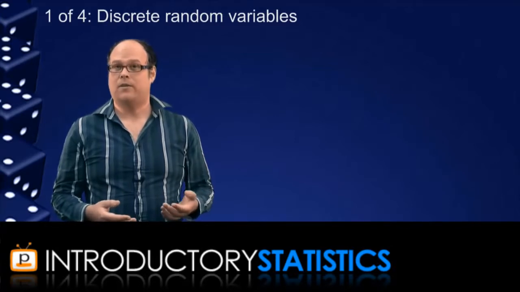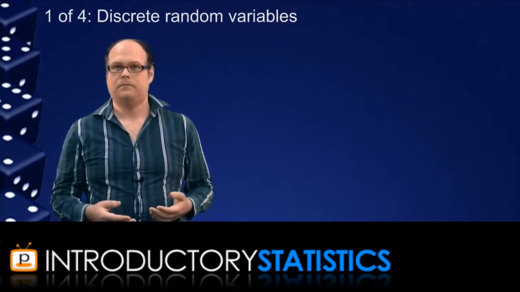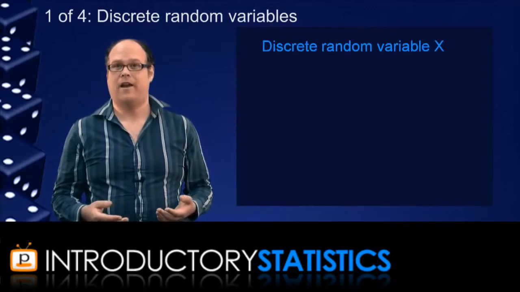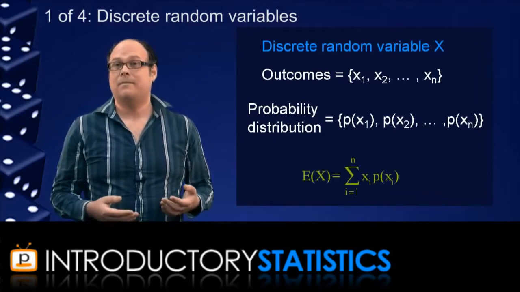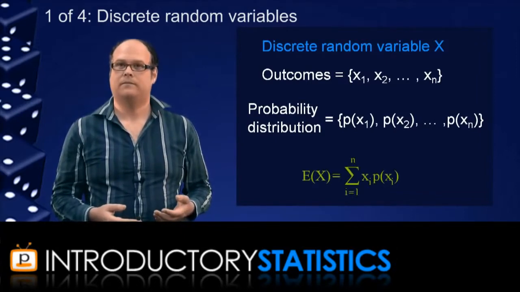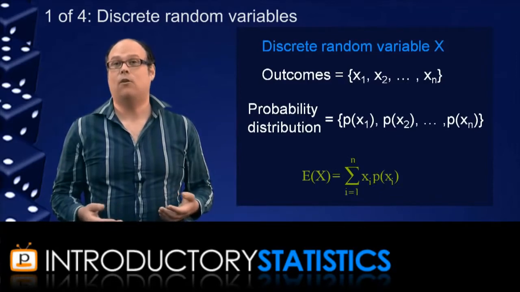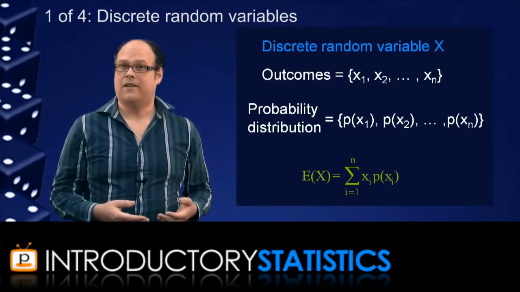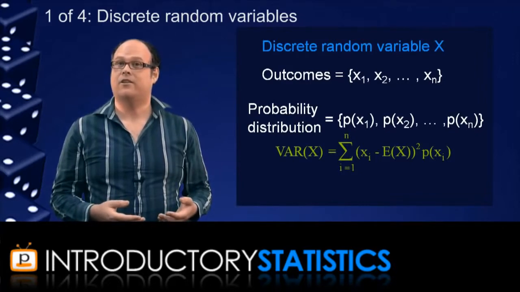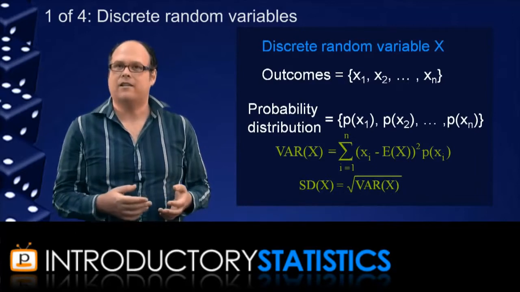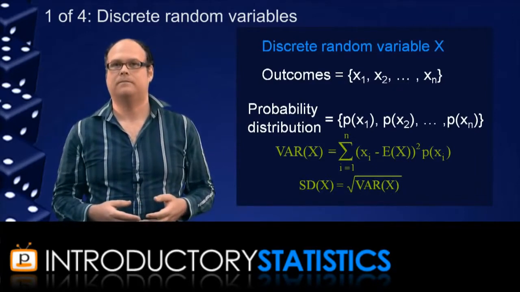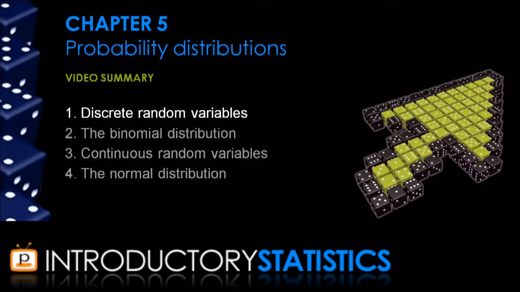We can also, like we do with data, measure the random variable. If we have a discrete random variable x with a bunch of outcomes and a probability distribution giving probabilities to all those outcomes, then the expected value of x is given by this formula. The expected value is like the mean, and in fact we often call it the mean of x. The variance of x is given by this formula, and the standard deviation is the square root of the variance. Not surprisingly, the variance and standard deviation are analogous to their counterparts in data measurement. That's discrete random variables. Now let's have a look at the most common discrete probability distribution, the binomial distribution.